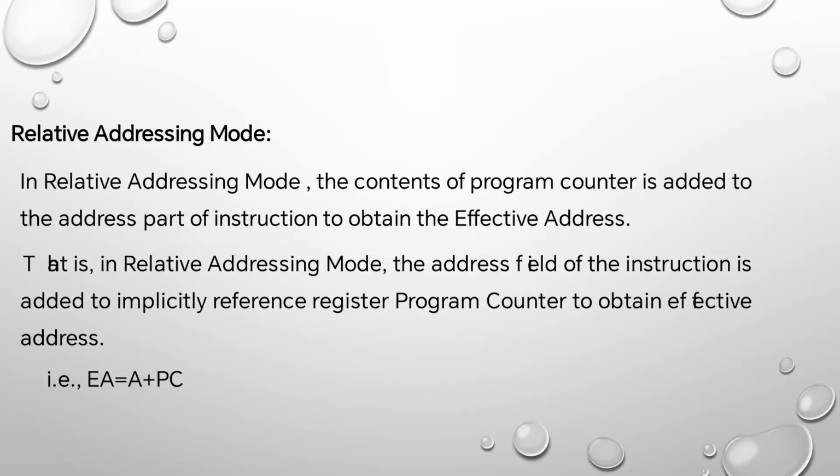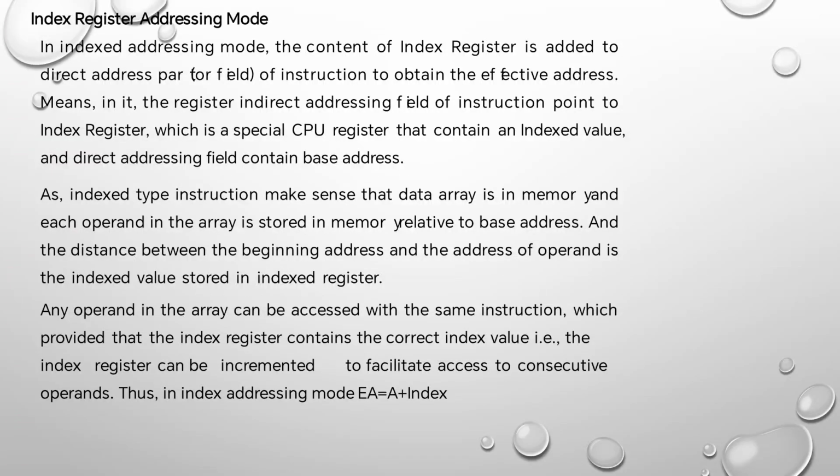That is, in relative addressing mode, the address field of the instruction is added to the implicitly referenced register, the program counter, to obtain the effective address. That is, effective address is equal to A plus PC. Index register addressing mode. In index register addressing mode, the content of the index register is added to the direct address part of the instruction to obtain the effective address.